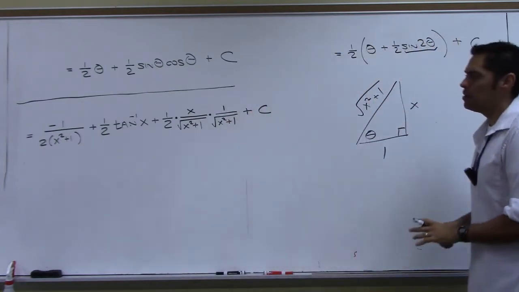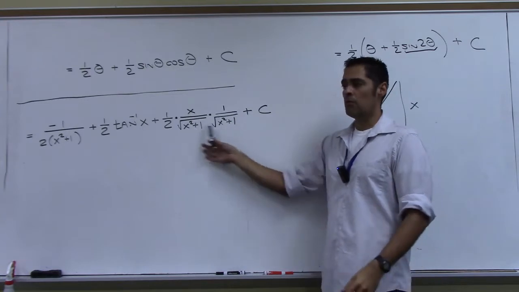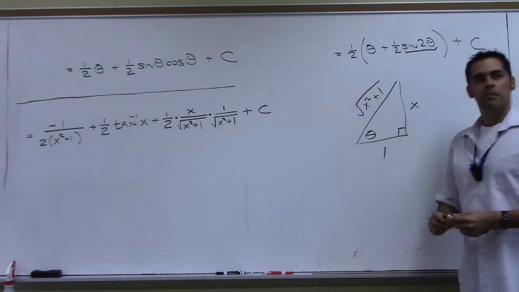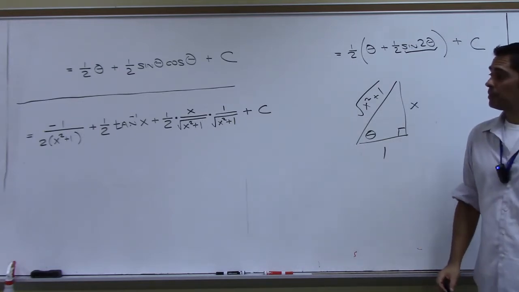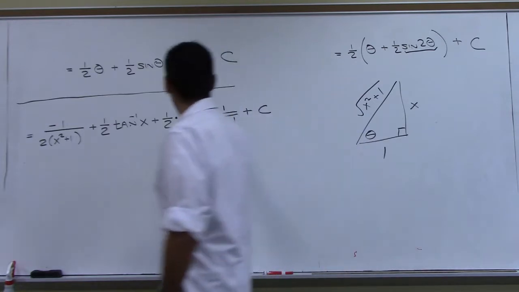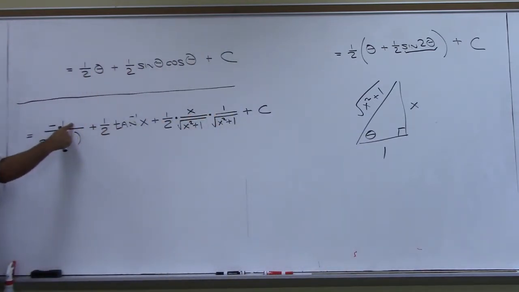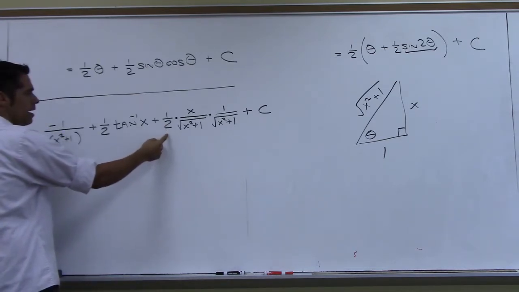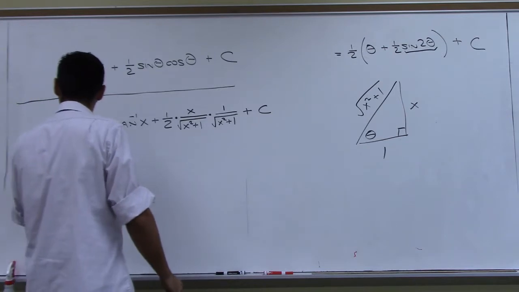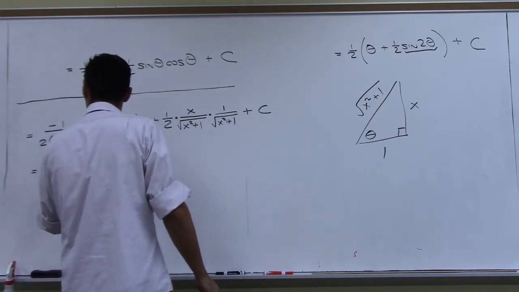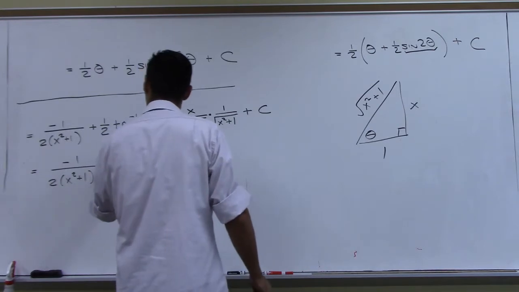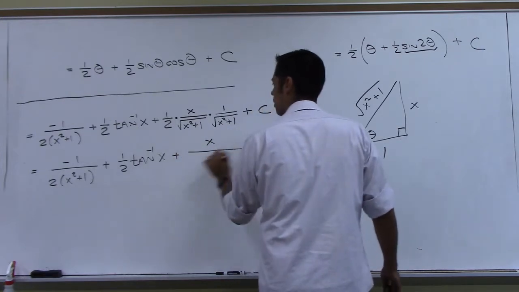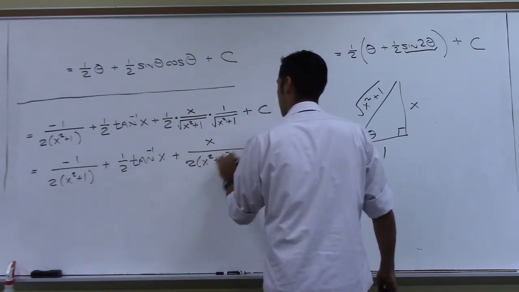And I think one thing I would do to clean this up is put these roots together and then make the root go away. And then I have an x on top. Well, this one has an x on top and this one doesn't. So you could make it, and then you have a half. Yeah, we could do the half. Here, let me do it. It's -1/2 x squared plus 1 plus 1/2 arctangent x plus x over 2 times x squared plus 1 plus c.